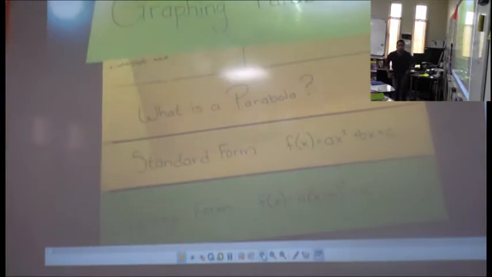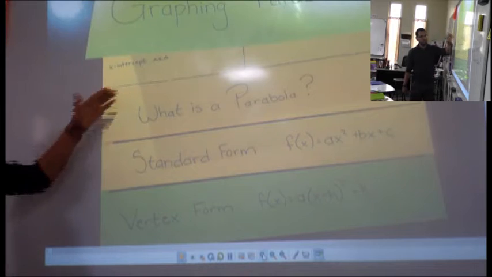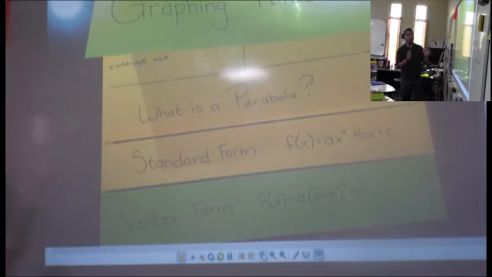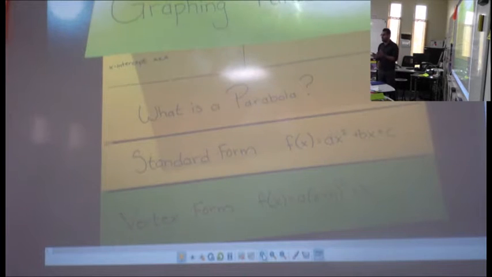Alright, now there are three parts to this. We have what is a parabola, standard form, and vertex form. These last two we're not doing today. We're only working on what is a parabola, right? This may be a new shape. Has anyone seen a parabola or knows of a parabola?